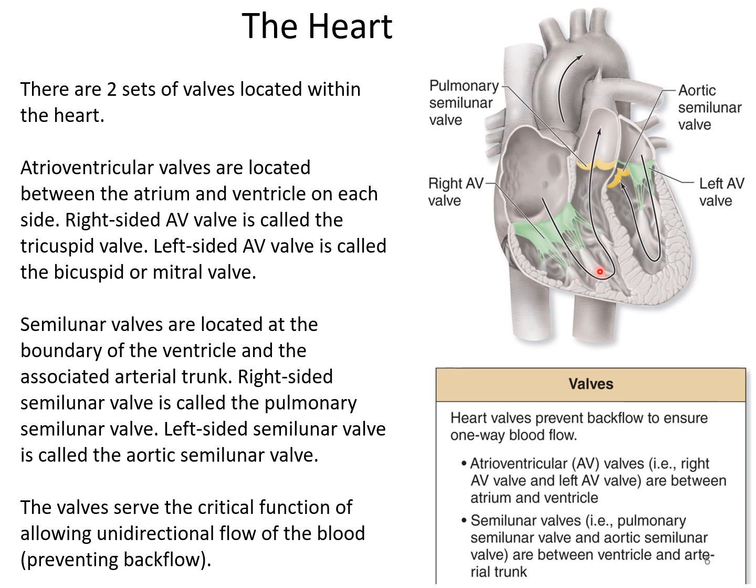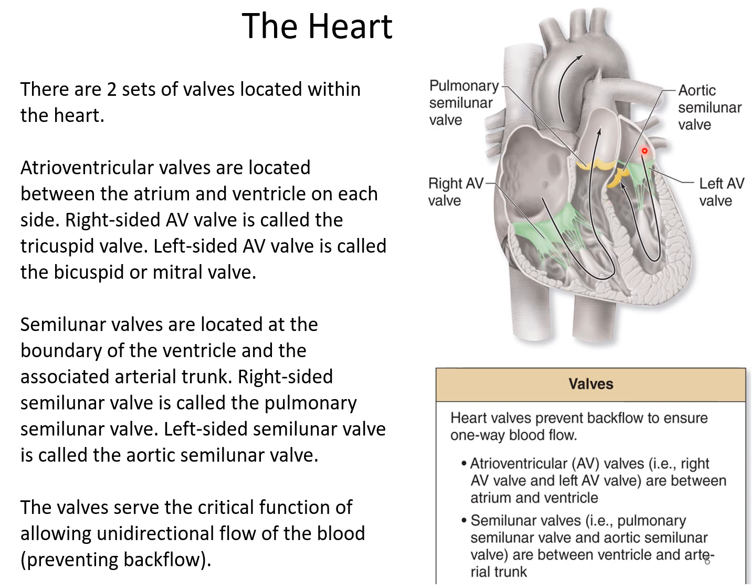Okay, so the right-sided AV valve right here is called the tricuspid valve because it's made up of these little flaps called cusps, and the right side has three of them. So you could call this the right AV valve. You could call it the right atrioventricular valve. Or you could call it the tricuspid valve. All three of those words describe that same thing.